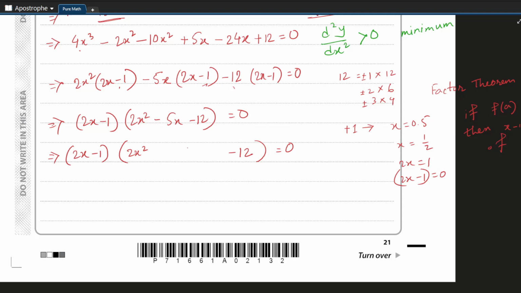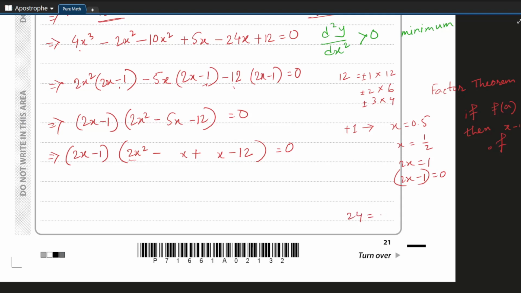Since these two terms have different signs, this one is positive, this one is negative, that means the middle two terms will also have different signs. Since this is negative, that means the bigger term we usually write in the beginning, and then the smaller term we write later. The first term will have the negative sign because of this, so both of them will have x. Now 2 times 12 is 24.